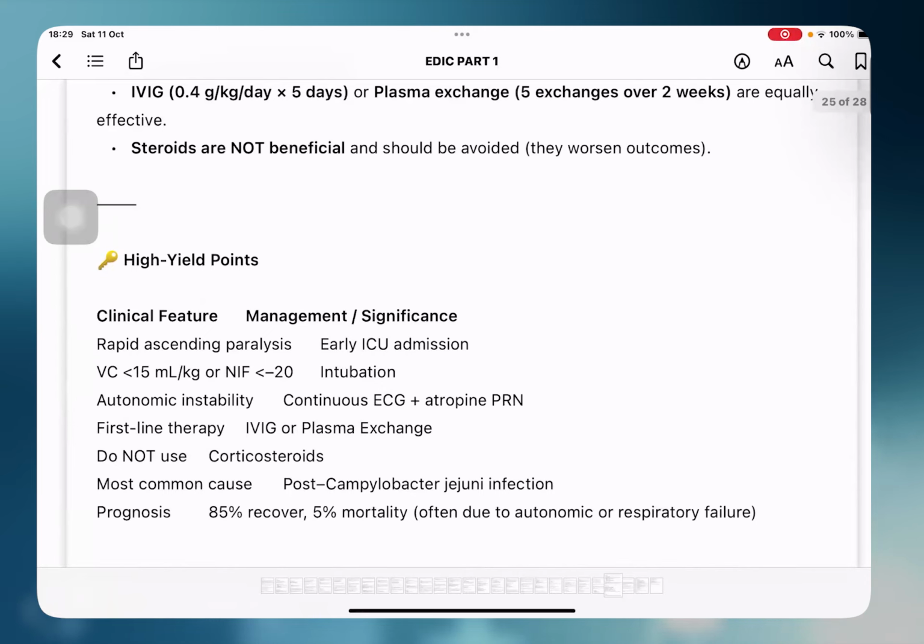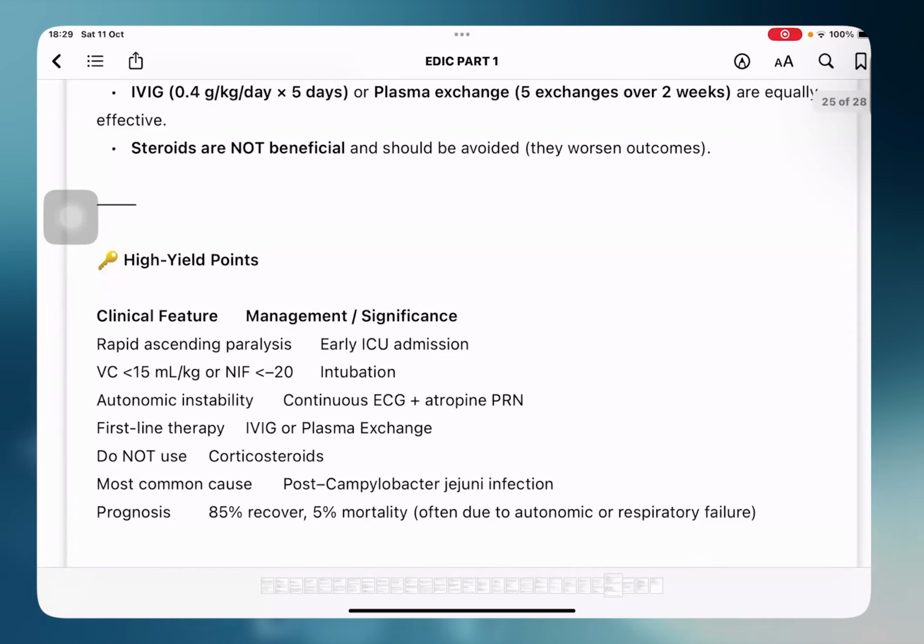What are the high yield points in GBS? It is a rapidly ascending paralysis. So you will need early ICU admission. If the vital capacity is less than 15 and a negative inspiratory force is less than minus 20, the patient needs an intubation. If the patient has autonomic instability, the patient should be on continuous ECG and SOS atropine if it occurs due to vagus stimulation.